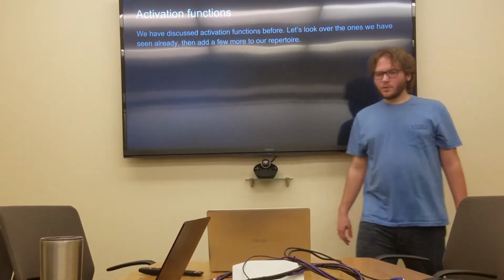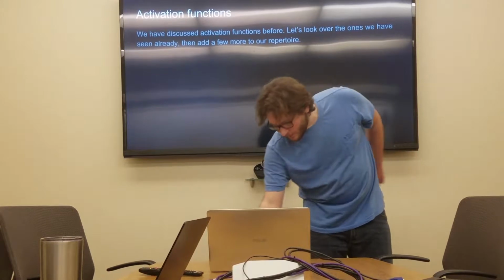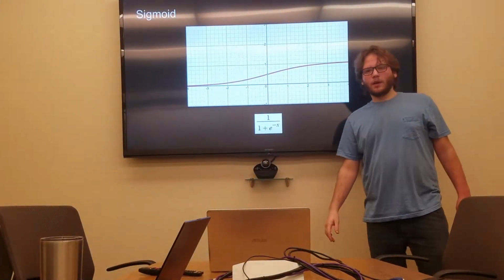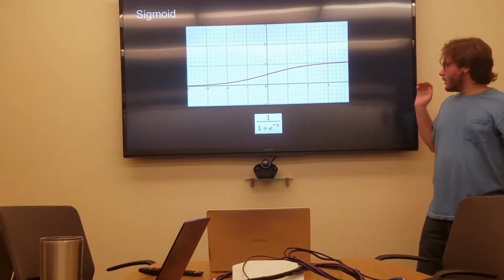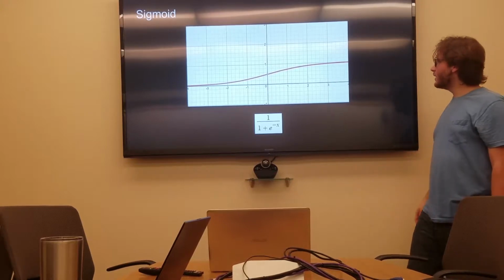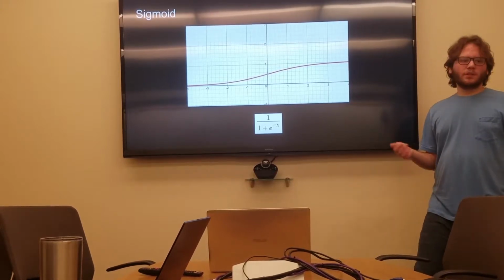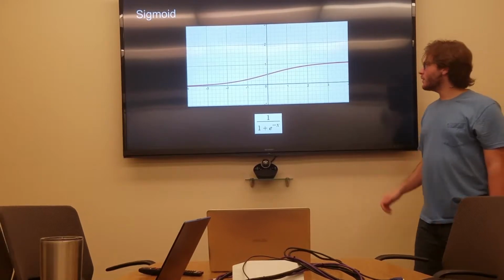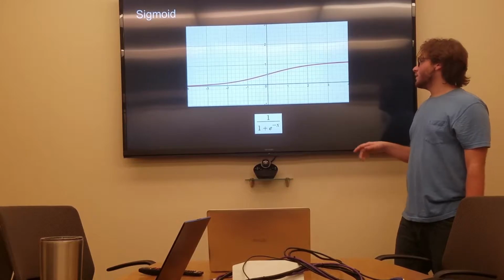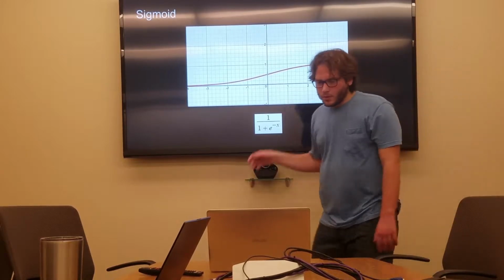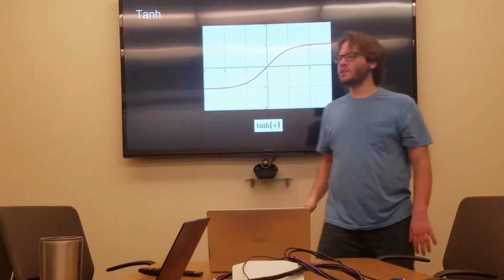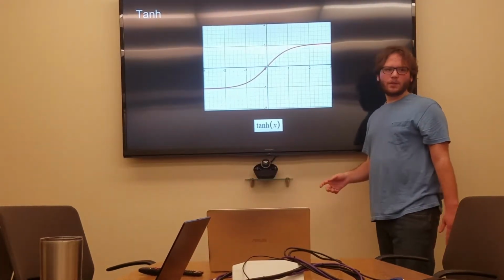So, activation functions now. Again, we've discussed these before, but let's look into them a little more closely. We have sigmoid. That is going to constrain our output between 0 and 1. Also, it's nice because it's differentiable, and it usually works pretty well for the task it's used for. If we want to instead have negative 1 to 1 for whatever reason, we can do that too with tanh.